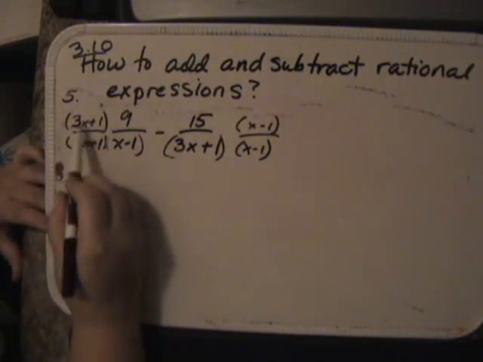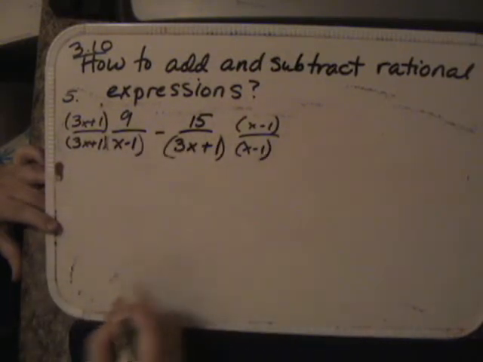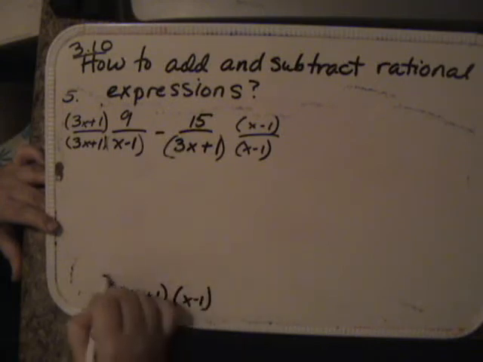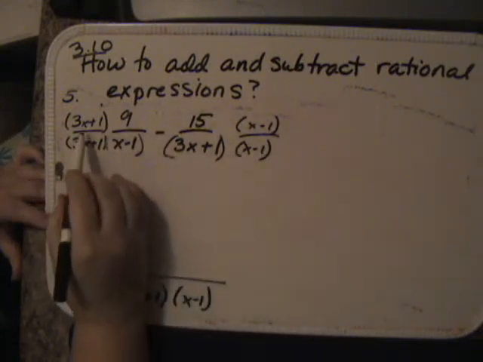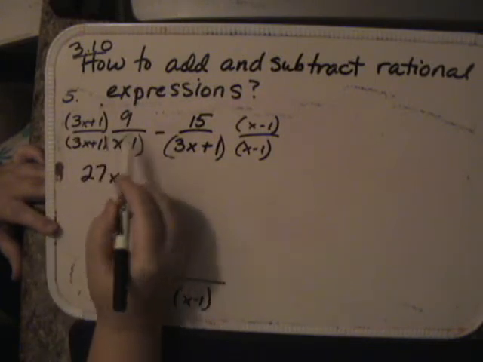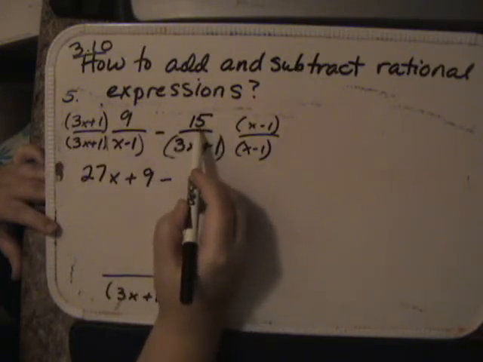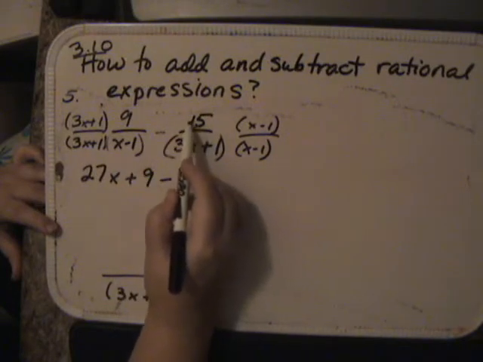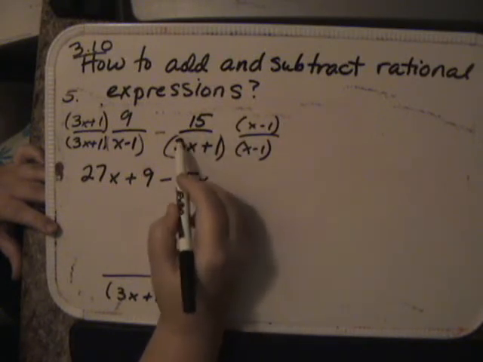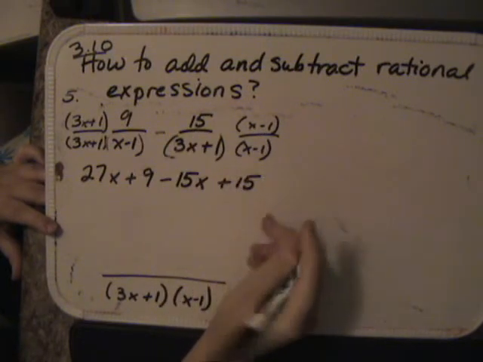Okay, now at this point, I'm going to focus on the numerator. So I'm not even going to write the denominator. I already know my denominator is going to be 3x plus 1 times x minus 1. So let's focus on the numerator and multiply this through. 3 times 9 is 27x, and then 1 times 9 is 9. And that's minus, now remember that minus means 15 is negative. So a negative 15 times x is negative 15x, and then negative 15 times negative 1 becomes a positive 15.